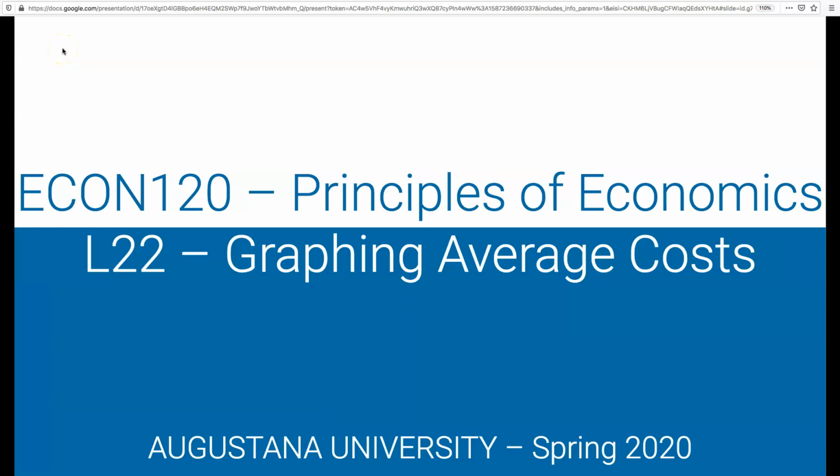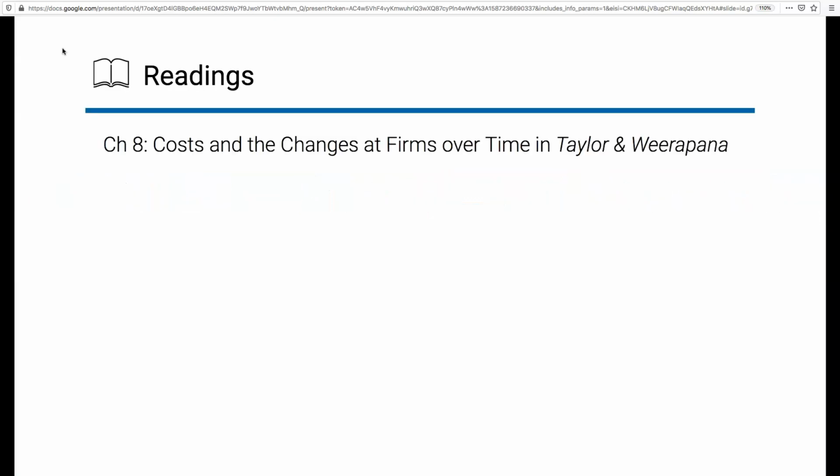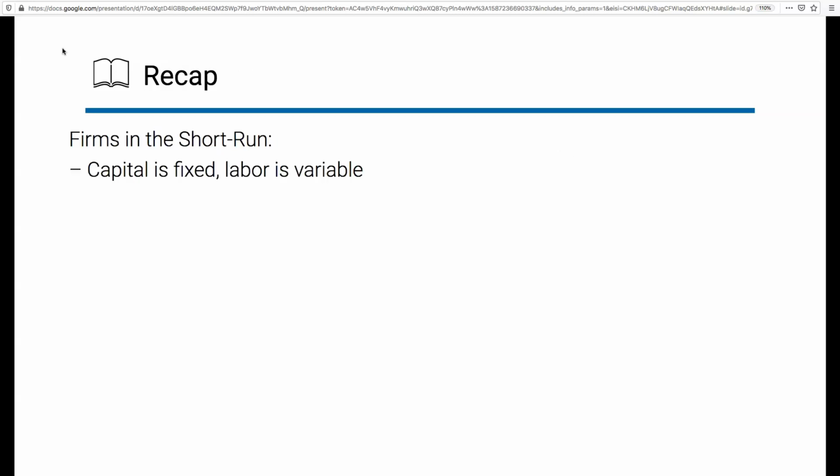Hello, today's video is going to be devoted to graphing average costs in the short run and the long run. It will follow the second half of chapter 8 in the textbook. And before we begin, a quick recap of what I talked about in the previous video, firms in the short run.